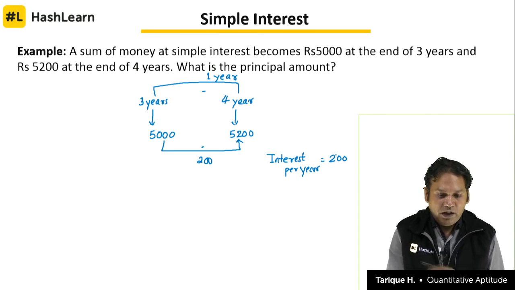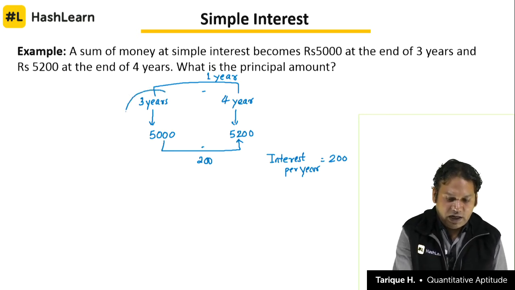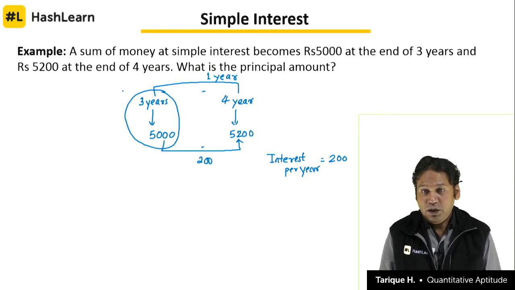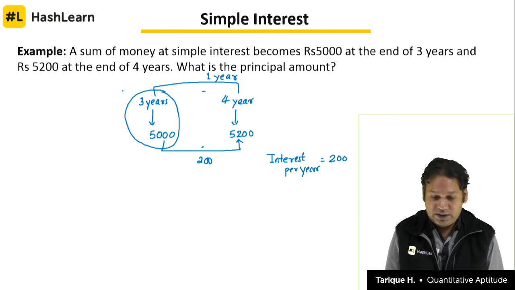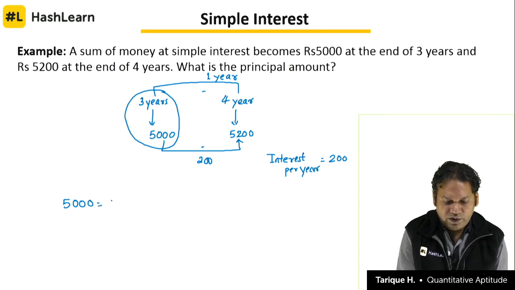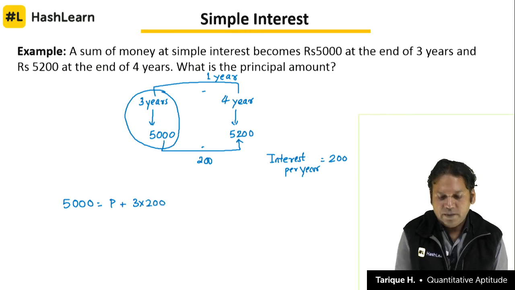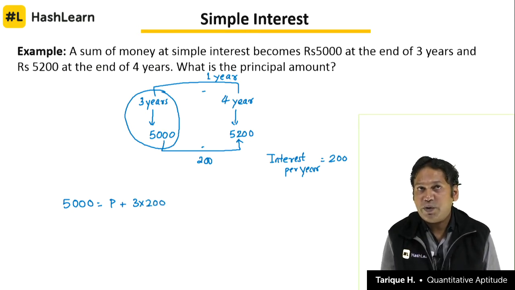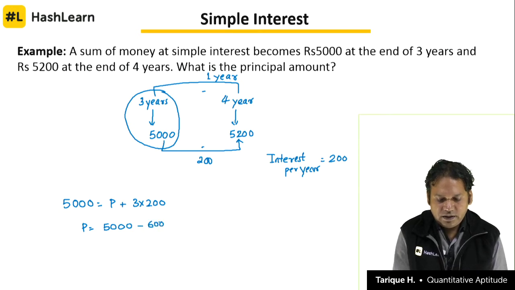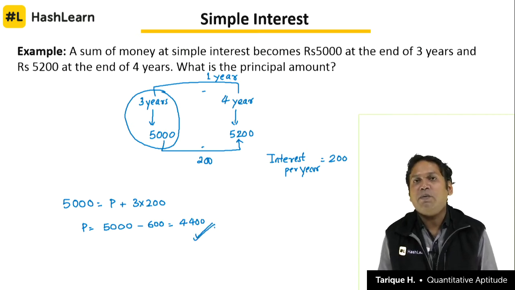200 rupees. Now let's calculate for this case: after 3 years it has become 5000, and I know that interest per year is 200. So in 3 years how much interest would be earned? 600 rupees. We don't know the principal, but we know the interest earned in 3 years will be 3 into 200, because every year we are getting 200 rupees. So the principal is equal to 5000 minus 600, 4400 rupees. That is our principal amount.